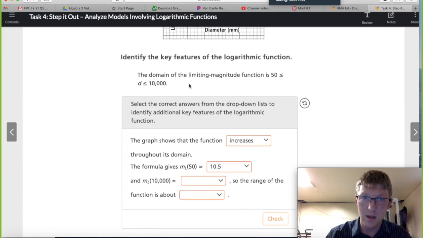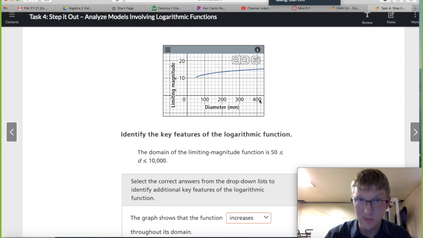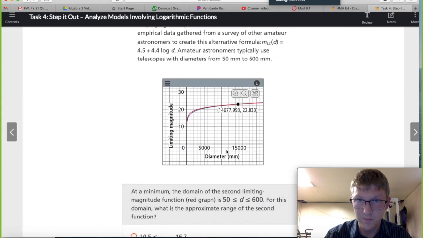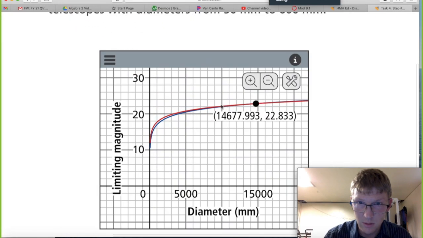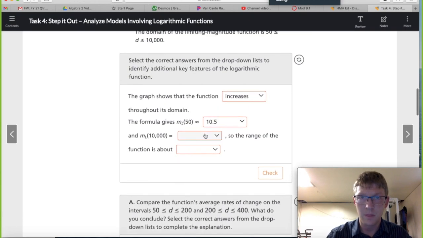And ML of 10,000, it doesn't go to 10,000. So I'm looking down here, and it only goes up to 400. I think they have another graph down here. So this one goes up to 10,000. So here's 5,000. So that's going to be like 22 something. 22. So the range of the function is about 10.5 to 22.